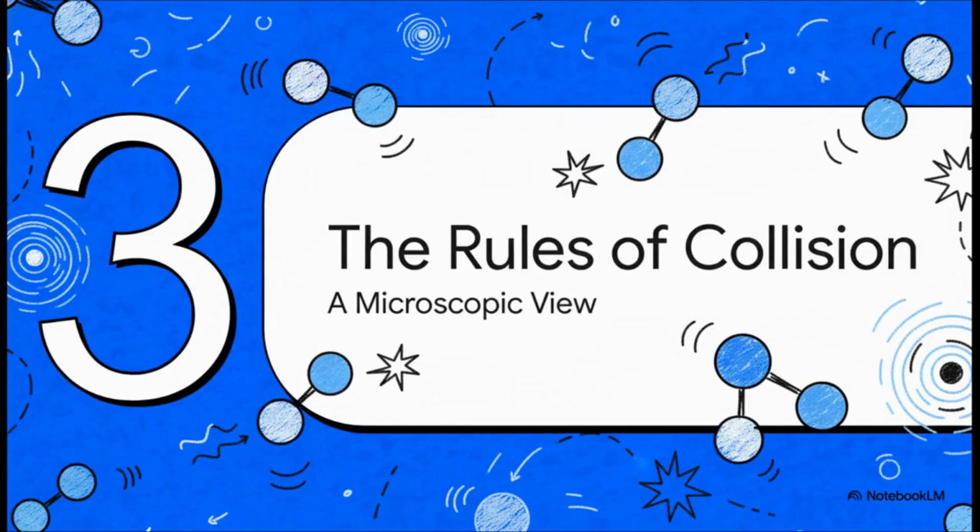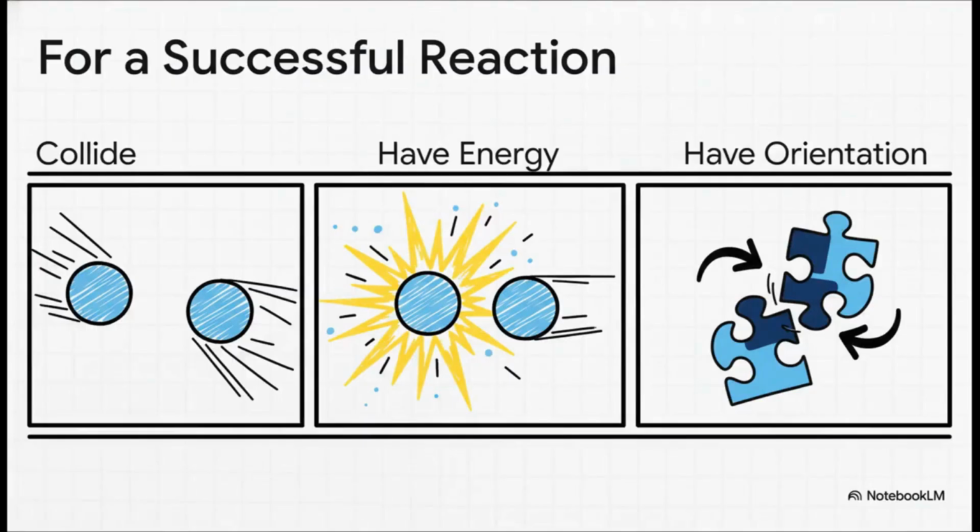Okay, we've been looking at this from a high level, with rates and laws, but let's zoom way in. Let's get down to the molecular level and ask, why do reactions even happen? What actually has to take place for one molecule to become another? This brings us to collision theory, which basically lays out three simple rules. For a reaction to happen, molecules have to do three things. One, they have to actually collide. Makes sense. Two, they have to collide with enough force, enough energy.